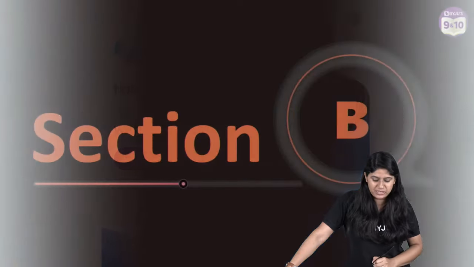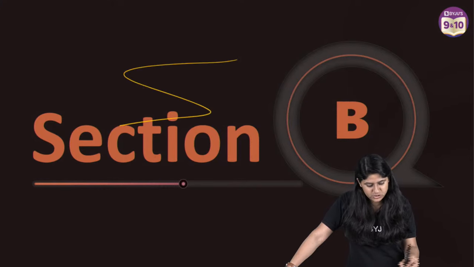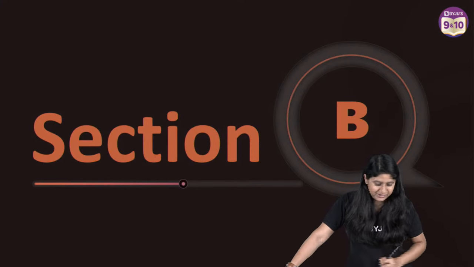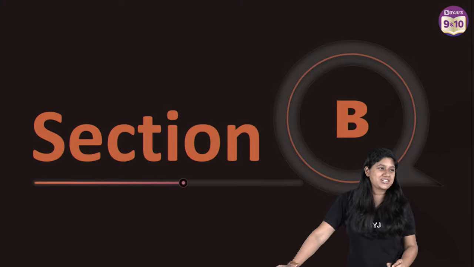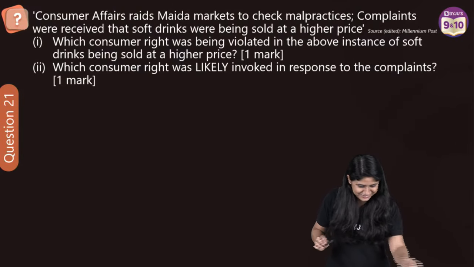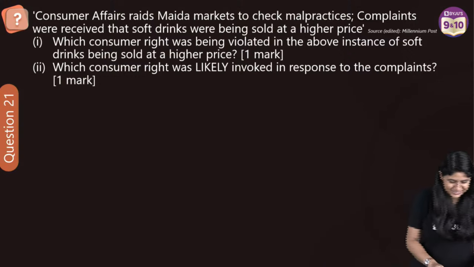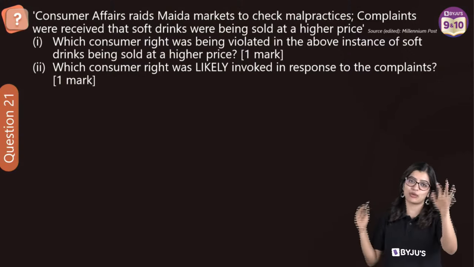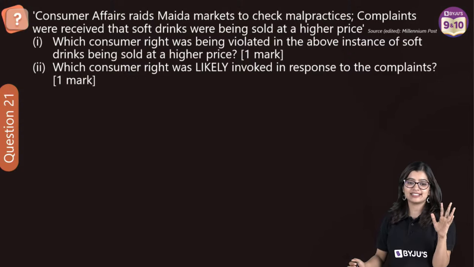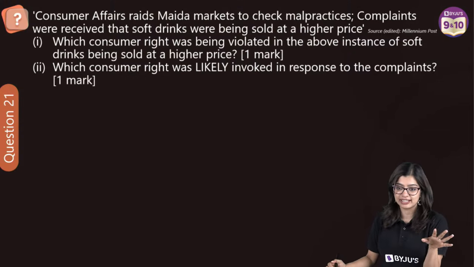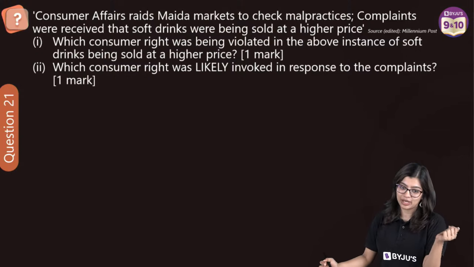Moving to section B now. Here we have section B. Okay, we have consumer affairs. Consumer rights, right? Yeah, but that's deleted syllabus anyway. So kids, don't get scared looking at consumer rights because it's not there for the board exam. Consumer rights is not going to be there in the board exam, but for some reason in this practice paper, they have given it to you. So we're going to go through it very quickly.